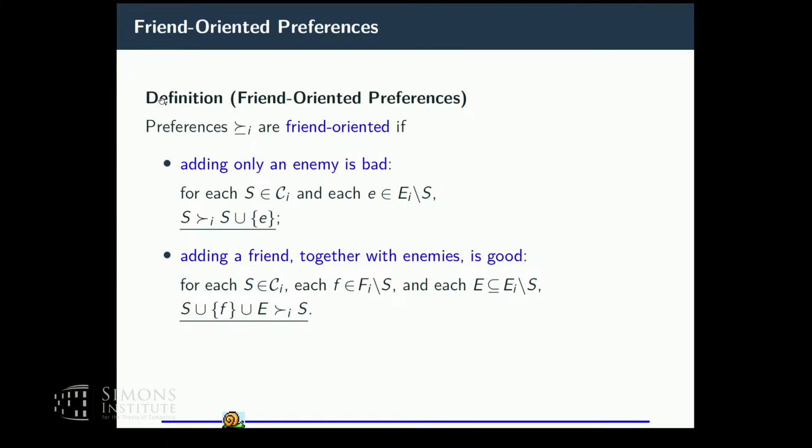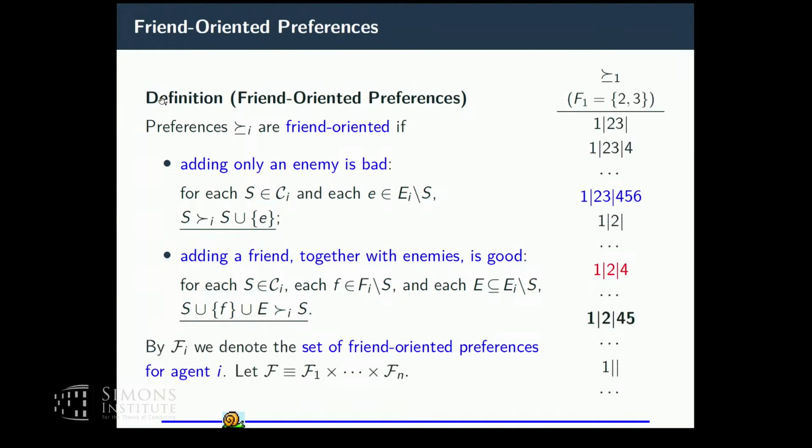I'm also going to mention what happens if you do it the other way around, if you put the emphasis on avoiding enemies. Of course, this could happen as well. It changes the result. It is important. So this means that when I'm adding a friend, possibly with a set of enemies, it's still a better set. Okay, so we are going to denote the domain of friend-oriented preferences by script F. And here's just a little bit of an example that shows you what happens. So the notation means one, we look at a preference of agent one.